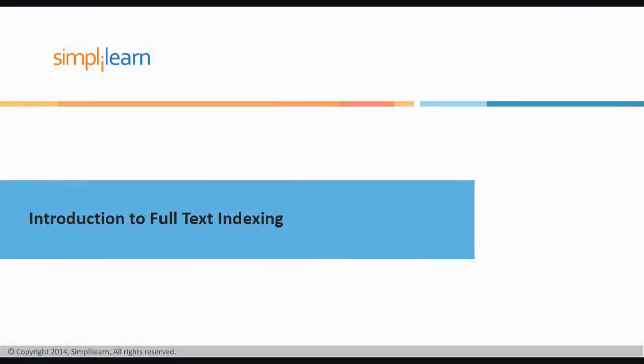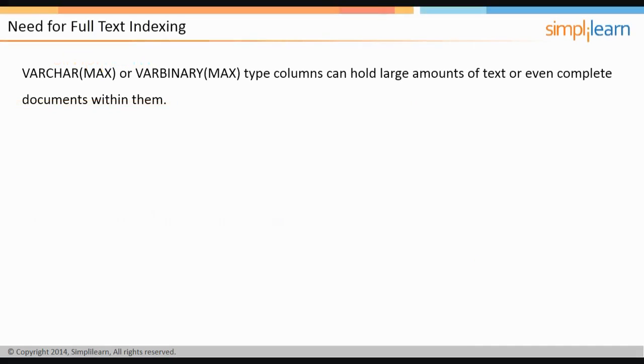Let's now take a look at an important type of index, called the full text index. You will see why it is needed, how it works, and how you can use it in this section. First, let us understand the need for indexing text. Normal, non-clustered indexes are fine for smaller strings, numbers, or dates in tables. But how about when you are using something like varchar max or varbinary max type of column? These columns can hold large amounts of text or even complete documents within them, all consisting of thousands upon thousands of words. How do you go about indexing them?